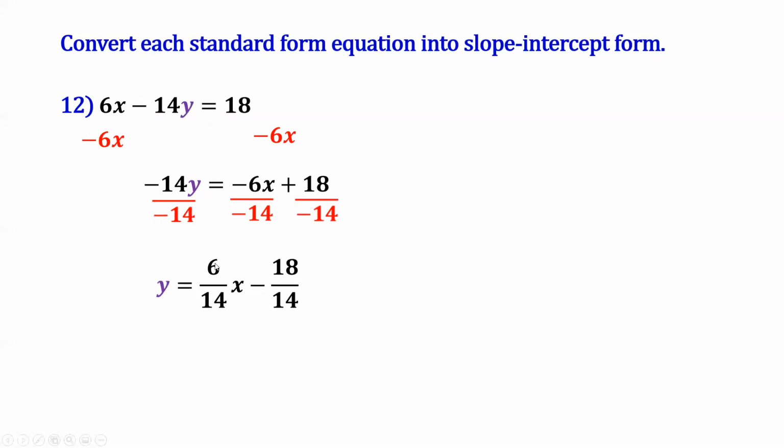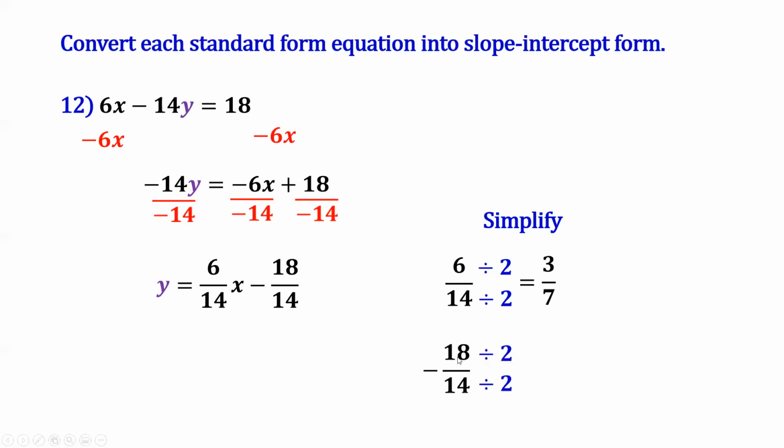And now I'm going to look, can I simplify these fractions? Well, yeah, I can simplify 6 over 14. 6 and 14 can both be divided by 2. 6 divided by 2 gives me 3, and 14 divided by 2 gives me 7. And then 18 over 14, yeah, I can also simplify that one. I can divide both of those by 2 as well. 18 divided by 2 will give me 9, and 14 divided by 2 will give me 7.